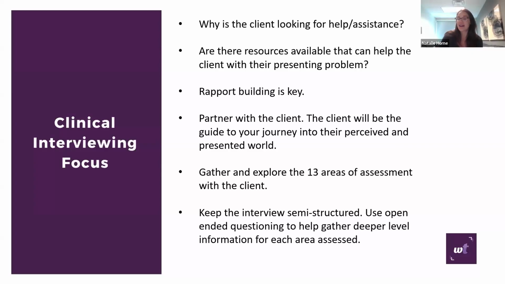Rapport building is key, building that relationship with the client, which we'll talk about, and partnering with the client, making sure you're dispelling kind of that power dynamic, especially if it's someone who's never been in treatment before.